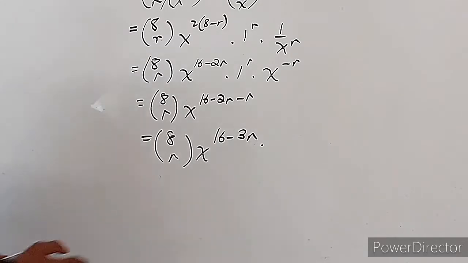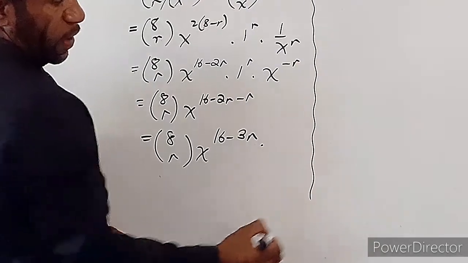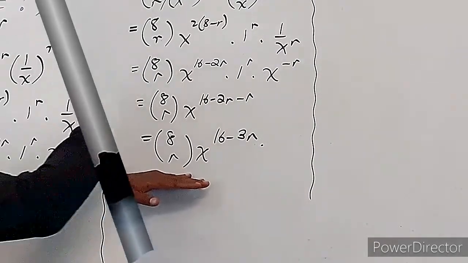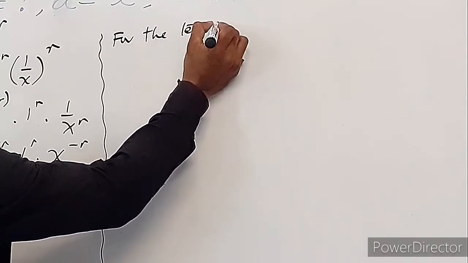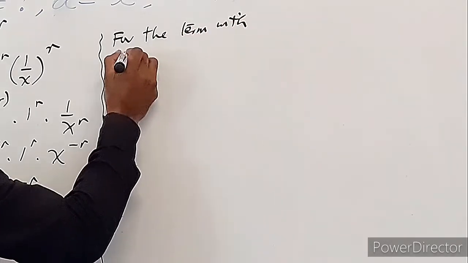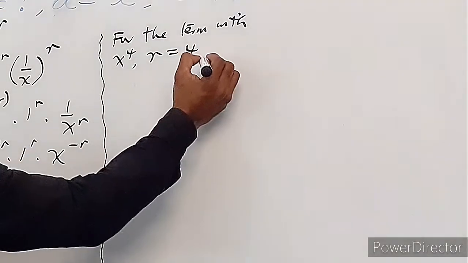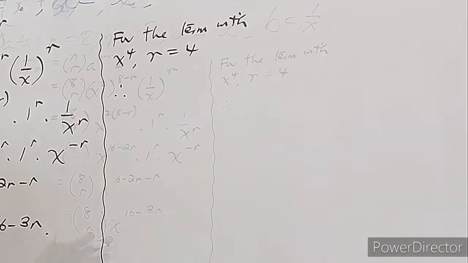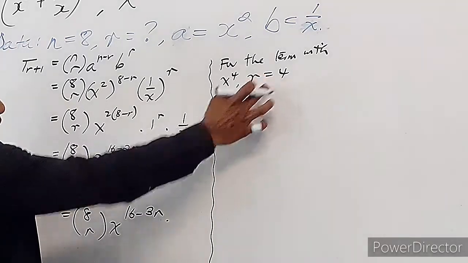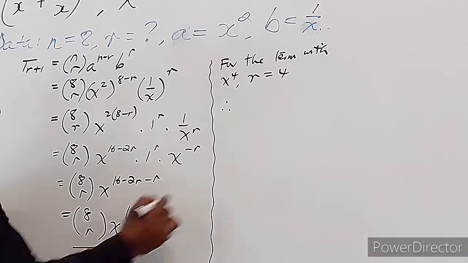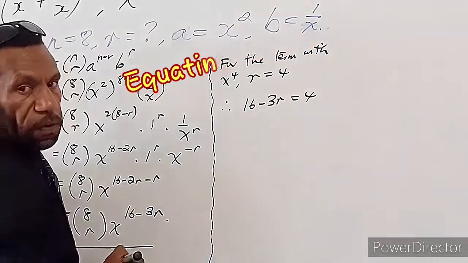Okay? So from here, we have to remember that we need a statement that will help us to proceed. For the term with x to the power of 4, r is equal to 4. That's a statement that we need. Therefore, you equate the powers. X to the power of 4, so from here, we will say now 16 minus 3r is equal to 4.